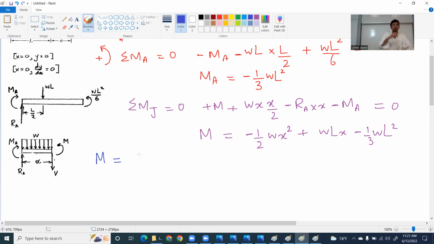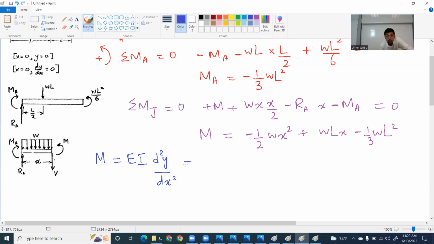Why is it RAX? This is RA multiplied by X. Sometimes I use a multiplication sign. Okay, so the moment is equal to EI d square y by dx square. What is y? Deflection. I think in our previous problems, I was using v for deflection. That's fine.